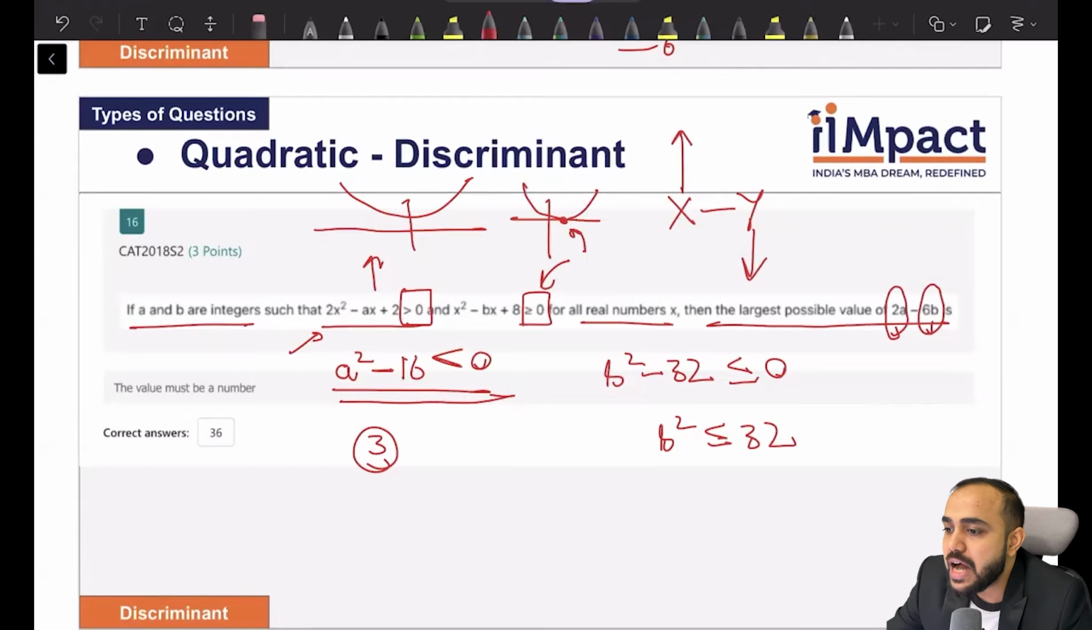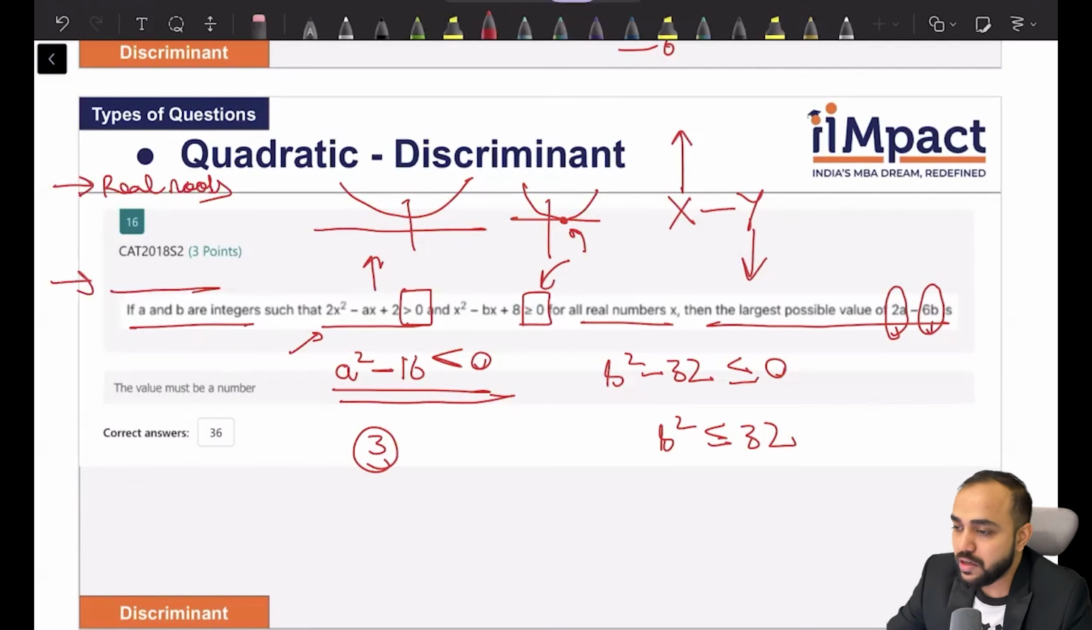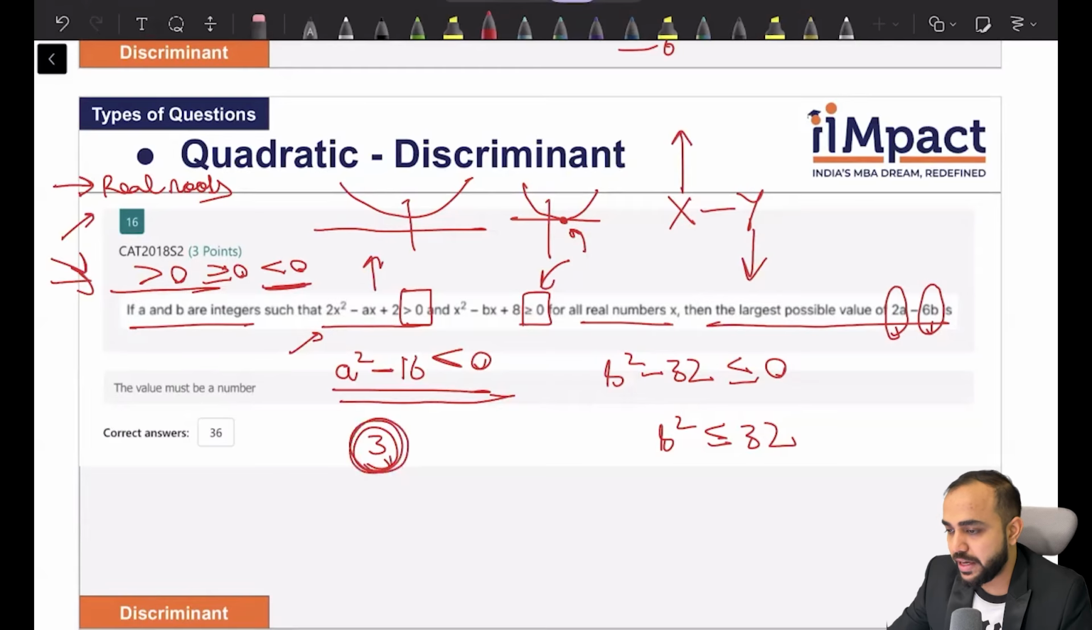So again, I will have to use the discriminant. You can either talk about that when they ask you for real roots, or when they give you the range of the quadratic by saying greater than 0, or greater than or equal to 0 or less than 0, in which case you will need minus a. So these are the two markers for when the discriminant is something I have to apply. Clear, Adya? Yes, all right. So the maximum value of a is 3.